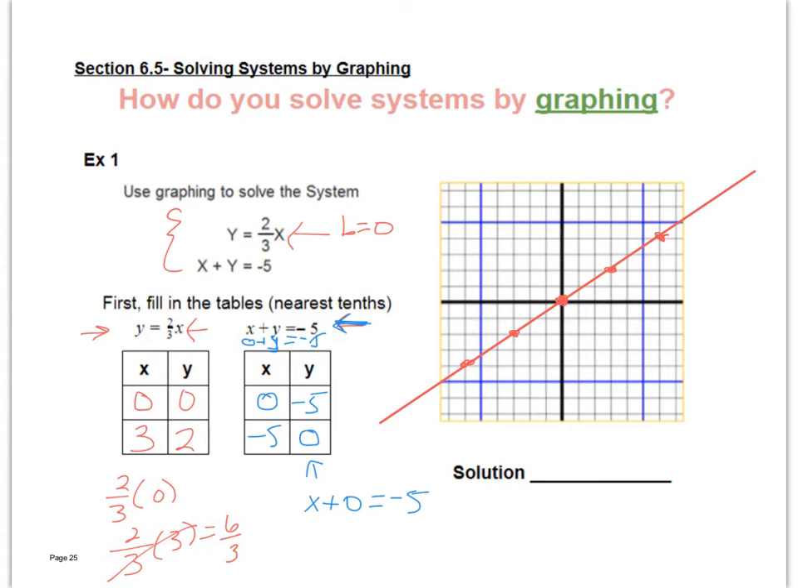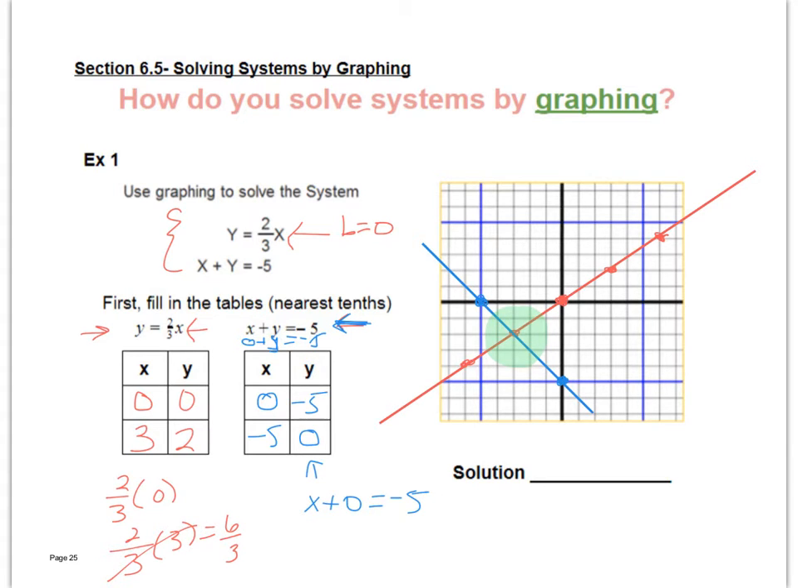Okay, so to do the blue line, we have to graph 0, -5, and -5, 0. And then I'm going to draw that line. So now I've got both lines there, and you see they intersect in one point. That's the only point that both of the lines have. So that point must be the one point that works in both lines. You can see a solution to a system by finding the point of intersection. That point right there is the point of intersection.